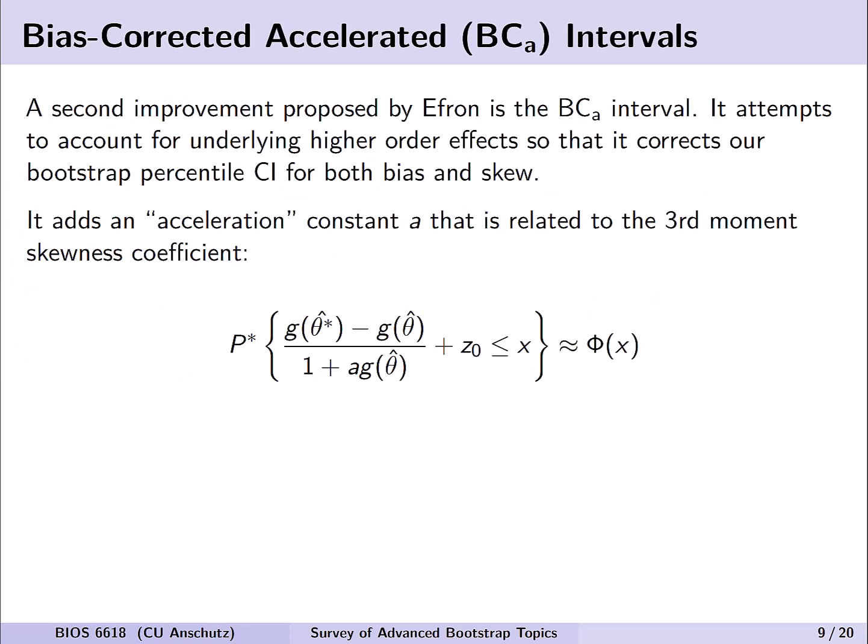Now, in addition to a bias corrected, there's also a bias corrected accelerated, or BCA, interval. This is a second improvement proposed by Efron also. It attempts to account for underlying higher order effects so that it corrects the bootstrap percentile interval for both bias and for skew. In other words, it has this idea of adding this acceleration constant A that is related to the third moment skewness coefficient.